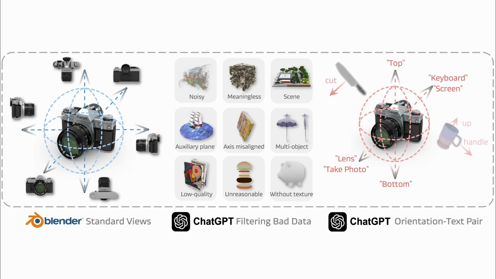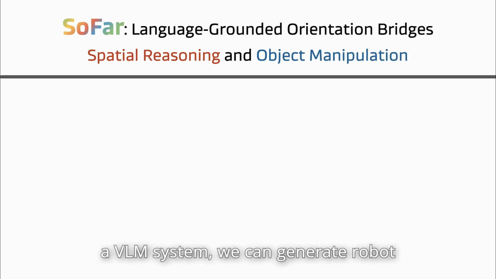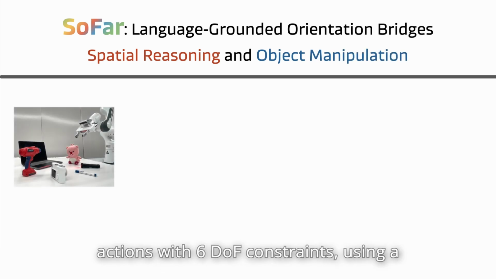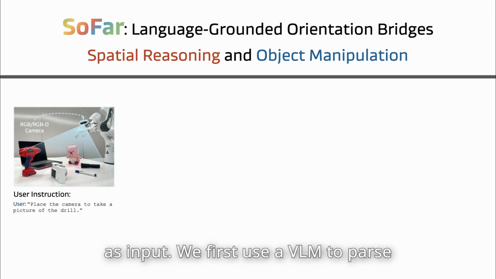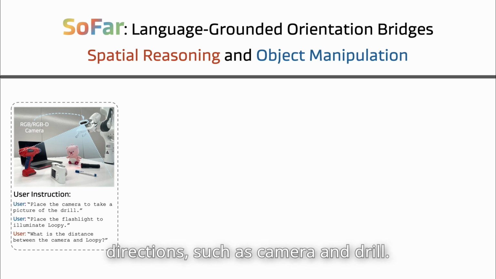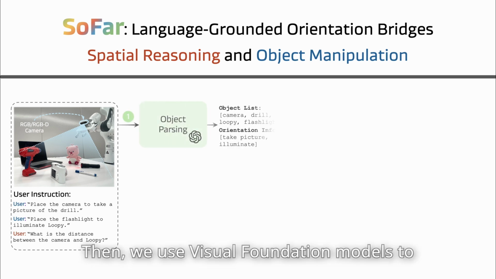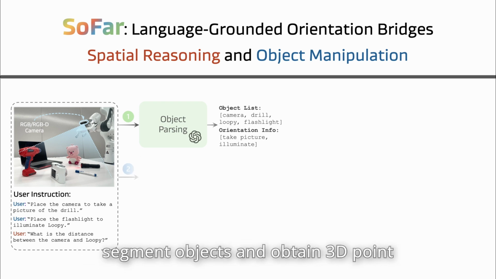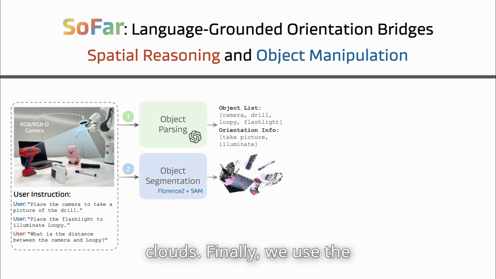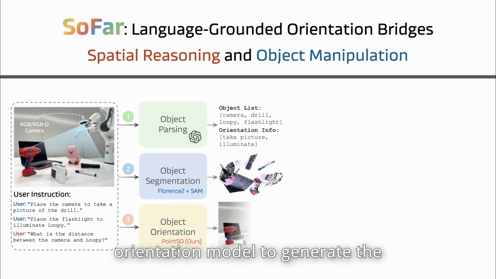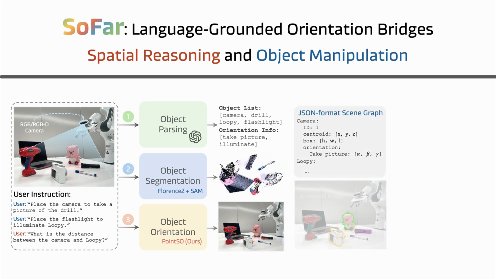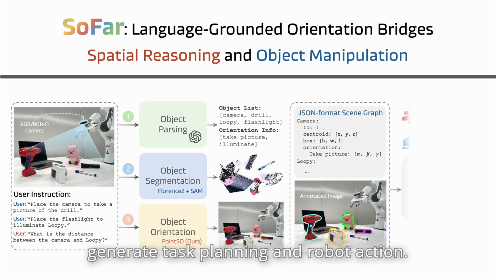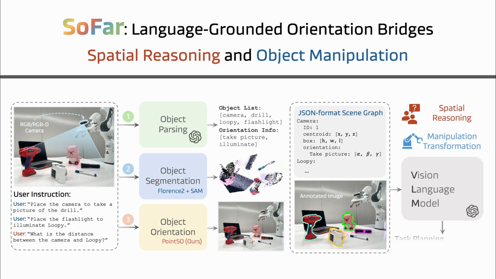By integrating semantic orientation into a VLM system, we can generate robot actions with 6 DoF constraints, using an RGBD camera and a language instruction as input. We first use a VLM to parse instructions involving objects and directions, such as camera and drill. Then, we use visual foundation models to segment objects and obtain 3D point clouds. Finally, we use the orientation model to generate the interactive orientation of objects and form a JSON format 6 DoF scene graph. The scene graph will be input to a VLM to generate task planning and robot action.